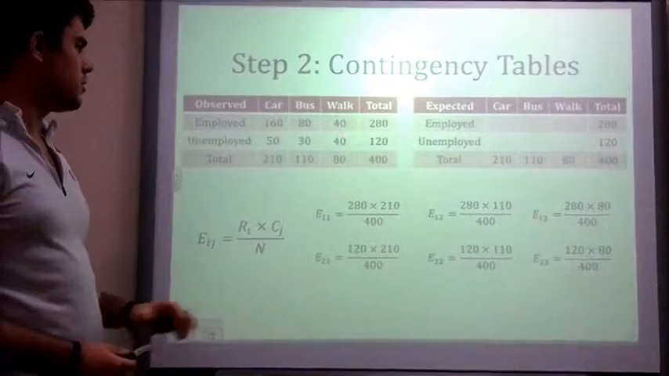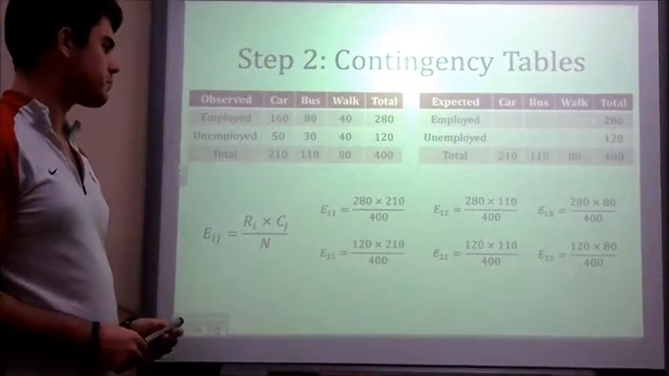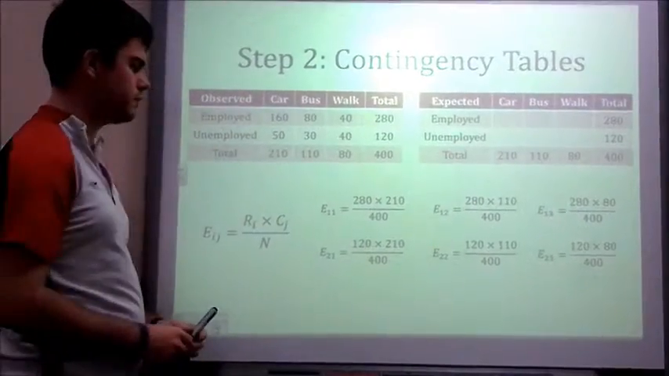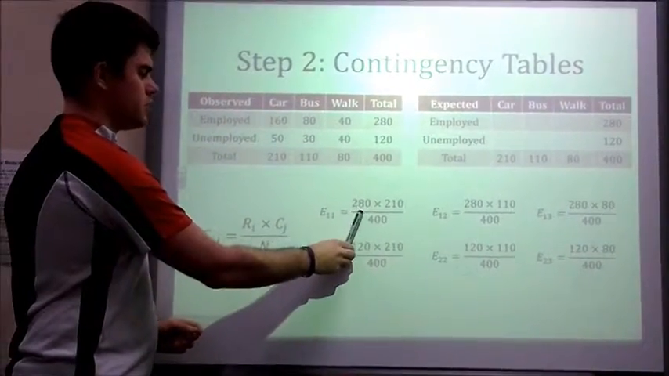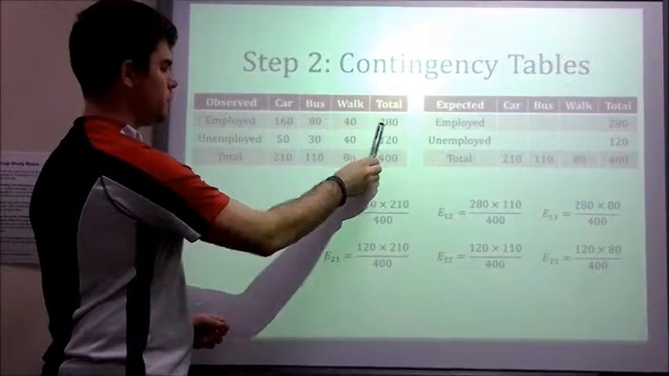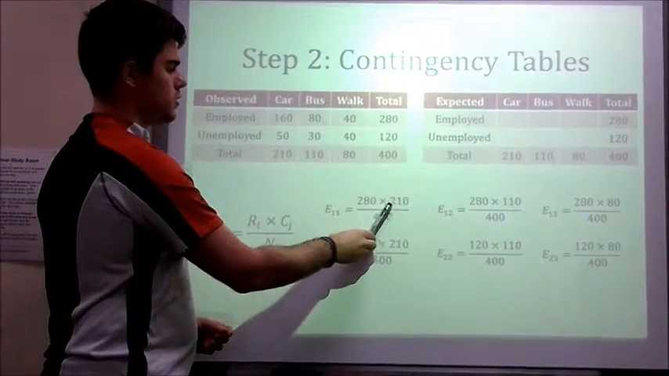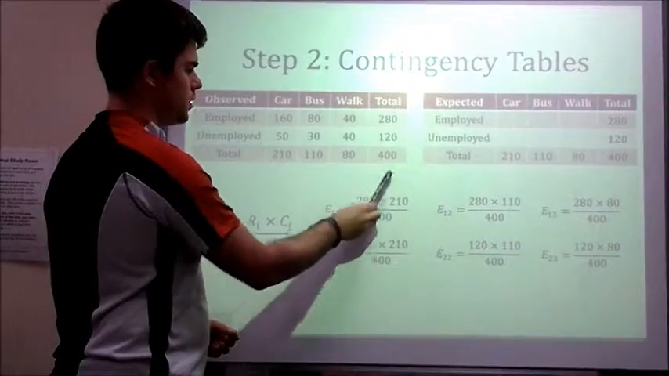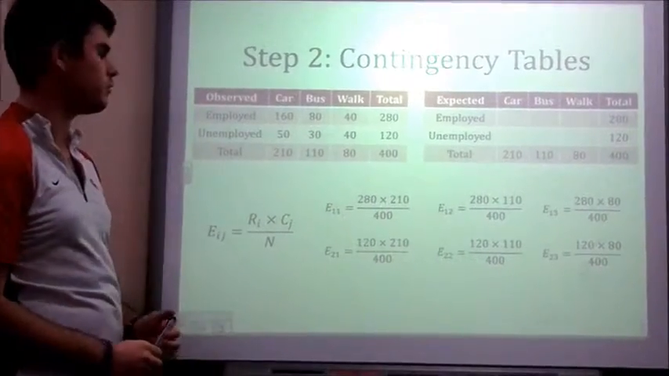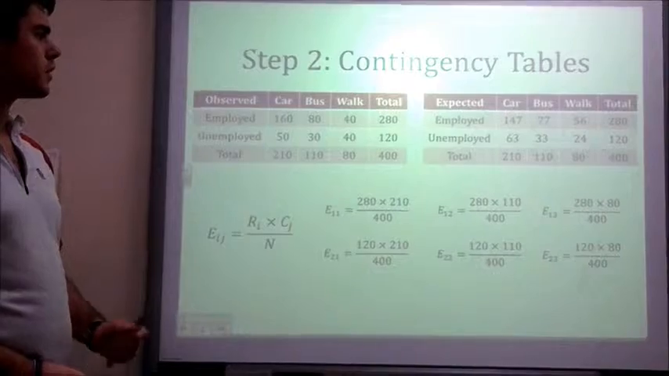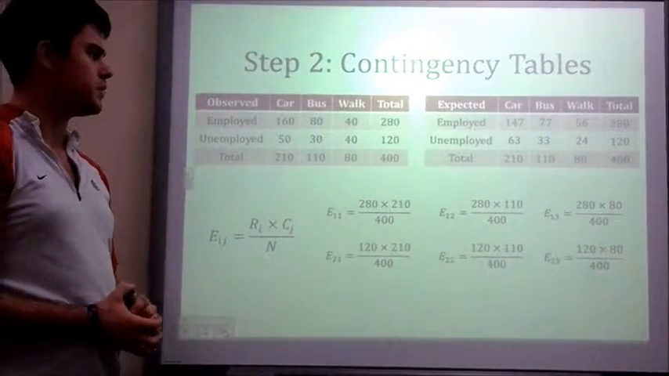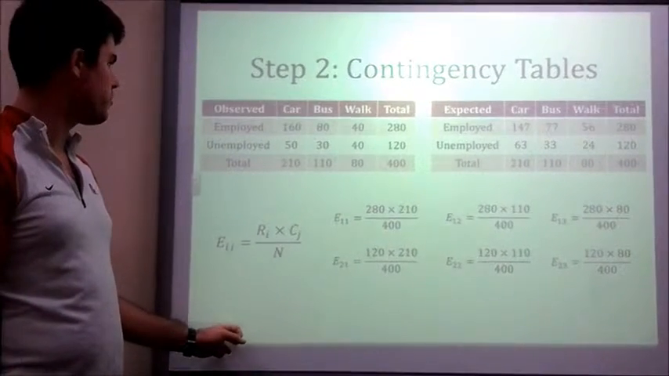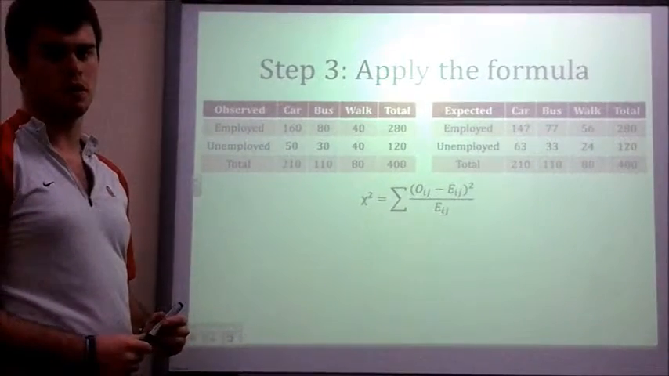So applying this formula to the numbers that we have here, for example, in the employed and car category, there'll be 280 people from there, times by 210 people from there, and divided by 400, which is the total number given there. These will give you these nice numbers, and now we have all the information that we need to apply the formula.